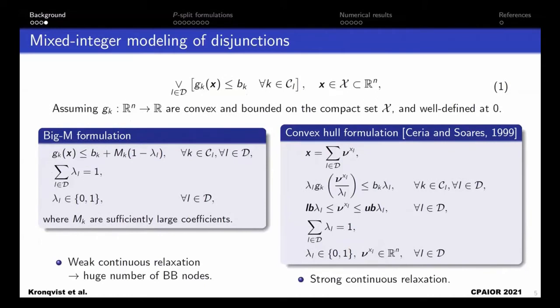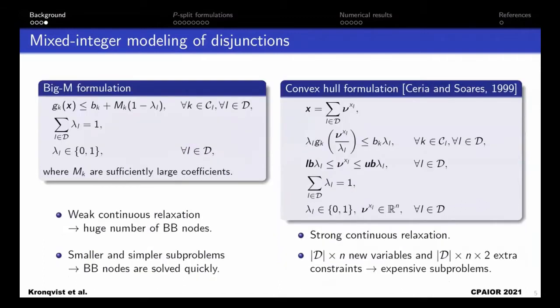It is well known that the Big M formulation has a weak continuous relaxation, which can force us to explore a huge number of nodes in a branch and bound tree in order to find the optimal solution and verify optimality. The convex hull is the strongest convex relaxation of our disjunction, but the Big M results in smaller subproblems than the convex hull, where we end up with significantly larger problems. And in the OR community, it has actually been observed repeatedly that the convex hull formulation tends to perform worse than expected.